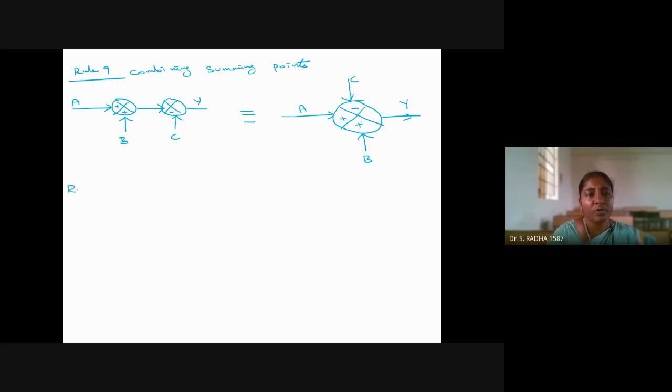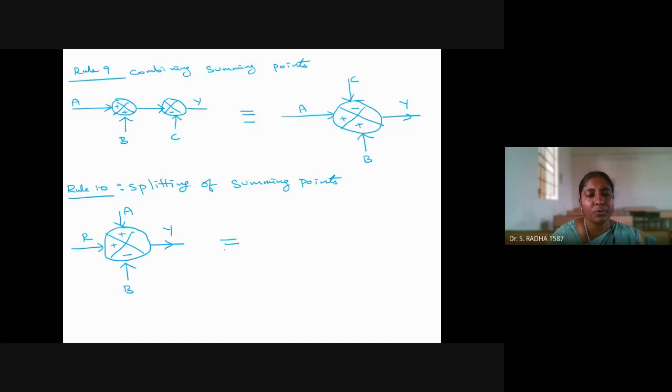Okay. Rule number 10. Last rule. Splitting of summing points. Opposite of previous. So if I have a single summing point, if the input is R, this is positive. And if I have A and B over here, let A be positive and B is negative, and this is output Y. This is equal to, you know how to do this now, two summing points. You are splitting the summing points.